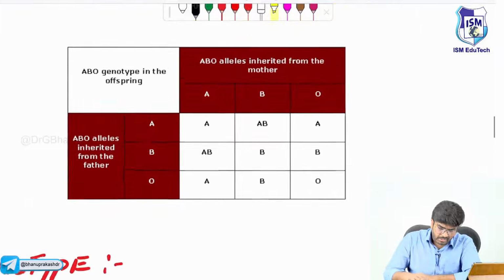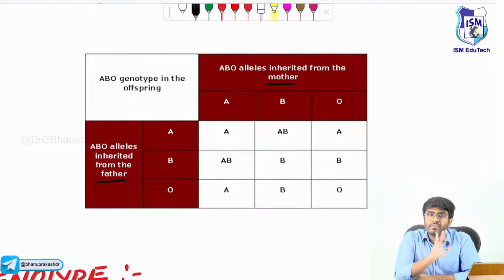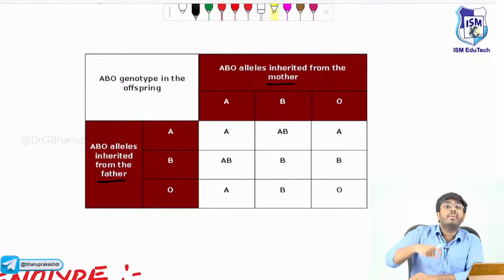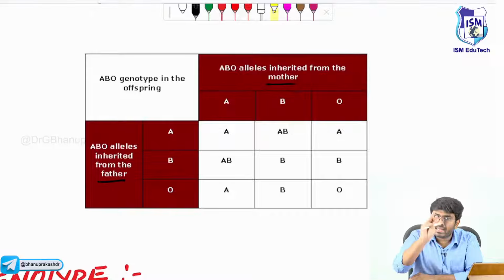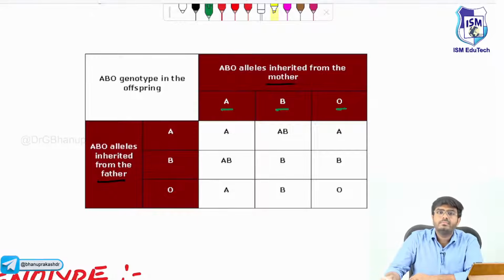Now in this table, if you look, these are the alleles from the father. These are the alleles from the mother. For blood grouping, how many alleles are there? First you need to understand. For tallness, for height, how many alleles are there? There are two alleles, that is capital T, small t, right? In the same way, for blood grouping, there are three alleles present. What are these three alleles? A, B, O. And even in the father, there is A, B, O.